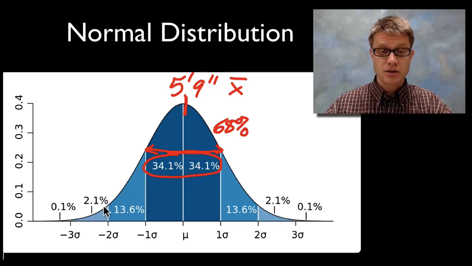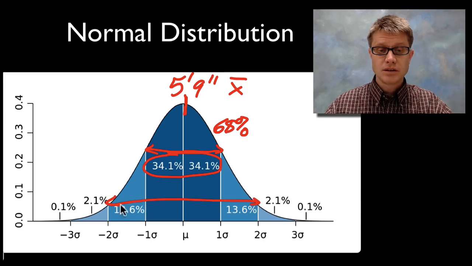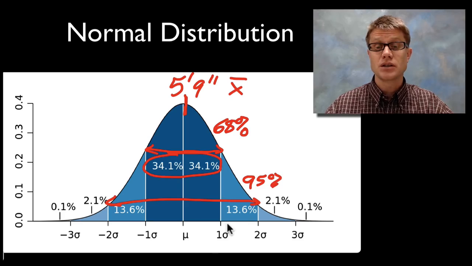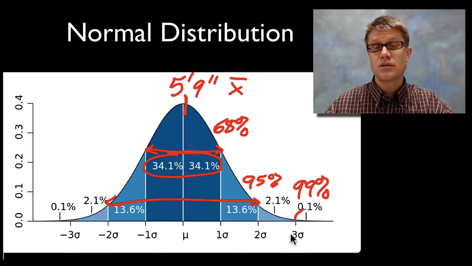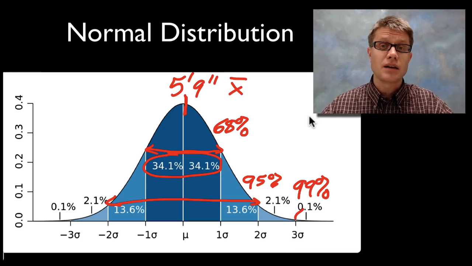If we were to look at this, for example, down here is two standard deviations. And so 95% of individuals are going to be within two standard deviations from that mean. And then finally, if we go way down here, 99% of individuals are going to be within three standard deviations of the mean. But the standard deviation is going to vary depending on the data that you collect.